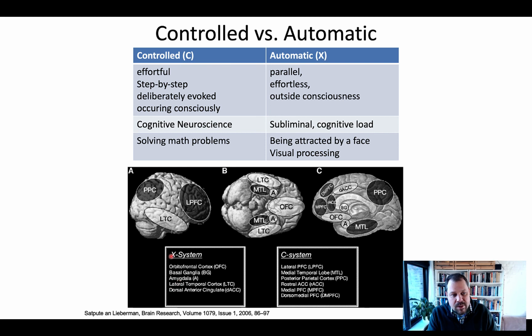On the other hand, we have the X system, that is the automatic network here. And Lieberman and Satpute are arguing that this includes the orbitofrontal cortex, the dorsal anterior cingulate cortex, the basal ganglia, which really is the ventral striatum or the striatum in our case, and the amygdala. So this makes a lot of sense. At the level of the brain, we can see what both Kahneman and Camerer have proposed in a theoretical model also play out in these types of meta-analyses.